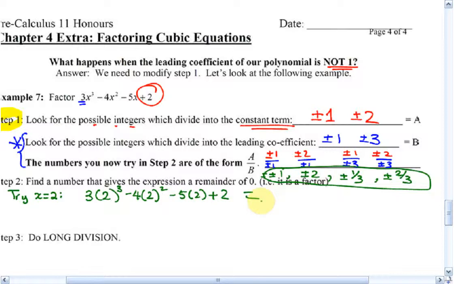3 times 8, that's 24. 4 times 4 is 16. 10. 2. 8 minus 10, negative 2. Oh, ho, ho. Yay, this works. Good job, Mavis. Good job. Whoever told me to. Mavis, thank you. So therefore, since 2 works, what's the actual factor that works? It's the opposite, x minus 2. Okay, so therefore x minus 2 is a factor.